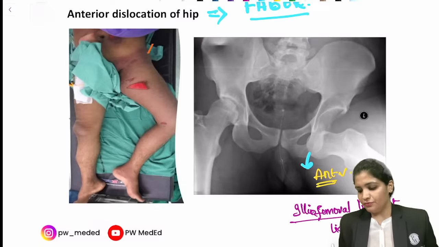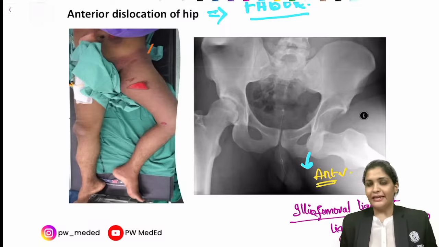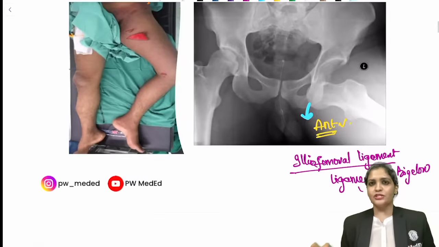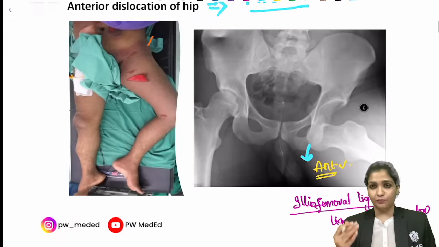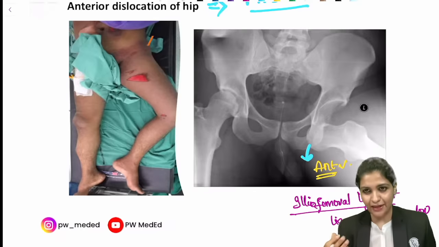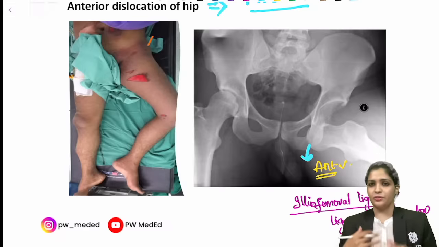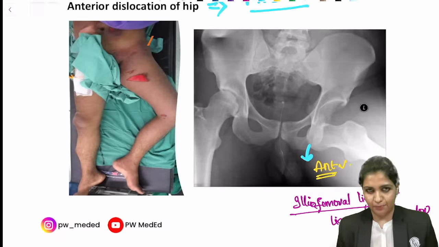It is also called the ligament of Bigelow. What is the shape of this? It is in the shape of a Y, so it has two limbs. This is one of the strongest ligaments of the body, the ligament of Bigelow or iliofemoral ligament, which is present over the anterior aspect. Hence, these anterior dislocations are not very common. The posterior dislocations are very common in case of the hip joint.